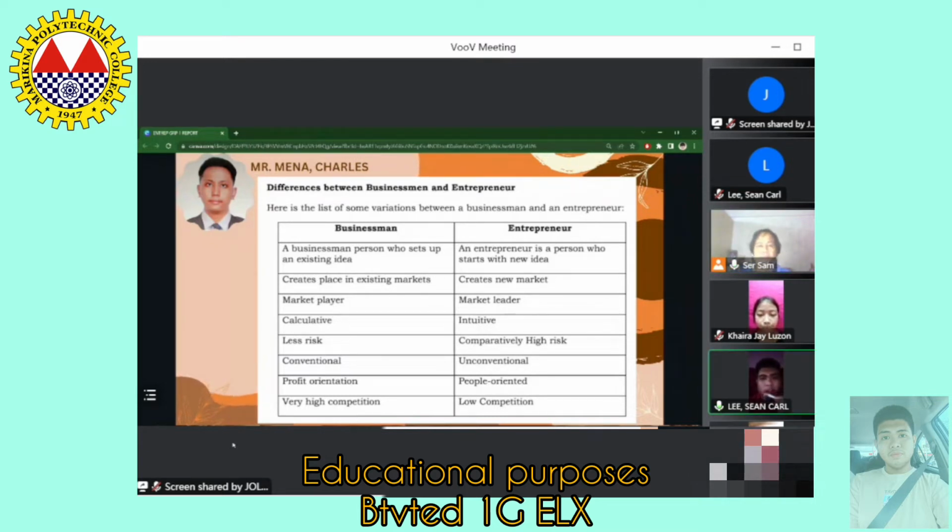So, businessman and entrepreneur. A businessman is a person who sets up an existing idea, while an entrepreneur is a person who starts with a new idea. So dito sa entrepreneur, masasabi natin may innovation talaga. A businessman can be a reseller, right? A businessman creates a place in an existing market, but an entrepreneur creates a new market. A businessman has less risk, and an entrepreneur has comparatively high risk. Dito natin malalaman kung yung results ng plans nila sa paggawa ng product or services ay magiging successful o hindi. Sa businessman, ang focus nila ay profit orientation, while entrepreneur is people-oriented. Entrepreneur kasi focus nila ay makuha yung trust ng consumers nila sa product or services nila. Next slide, please.